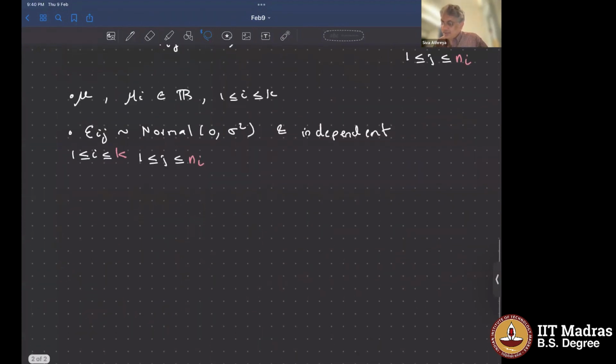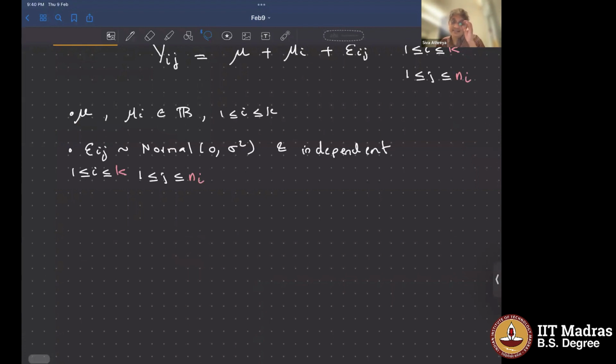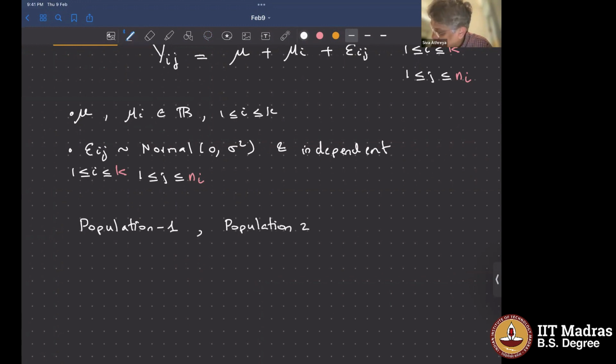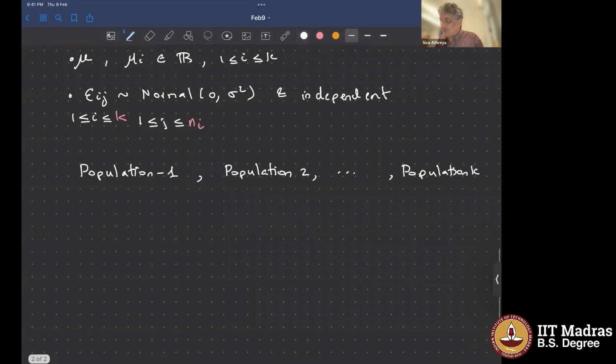The way you think about this is that you think of i as indexing populations. So this is population 1, then you have population 2, and then all the way up to population k. So the i indexes the population. And what are the Y_ij's? They are characteristics of the population. You can think of them as various attributes, n_i attributes.